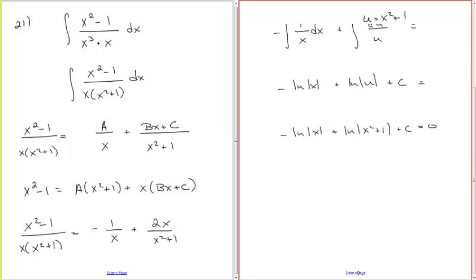And again, we can use the properties of logarithms. This minus that can be combined into x squared plus 1, which is a positive term, divided by x, which is the negative term, plus our arbitrary constant c. So that is the answer associated with that.